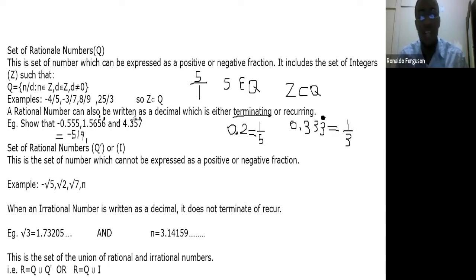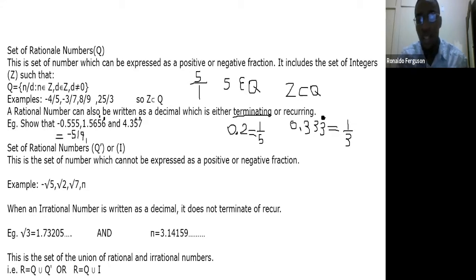So here are some examples. The square root of 3. All numbers that can be left in exact form as a surd are irrational numbers. Constants such as e and pi, those are irrational numbers. So here pi is 3.14159 and it continues. Irrational number.